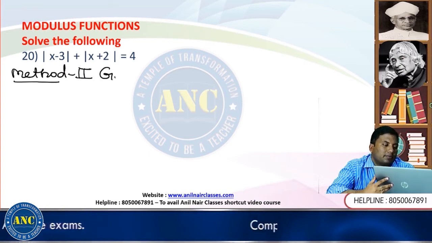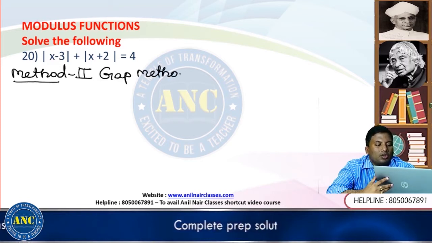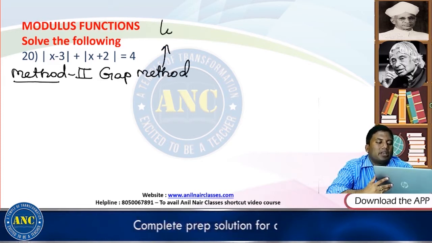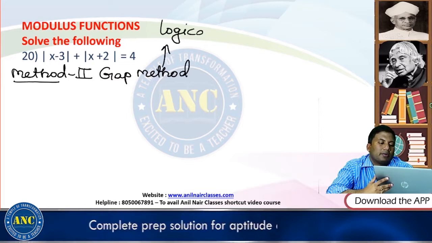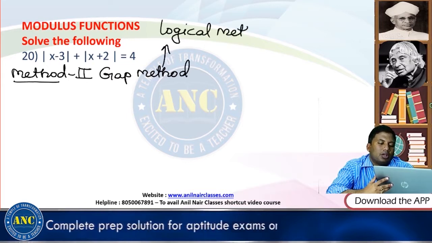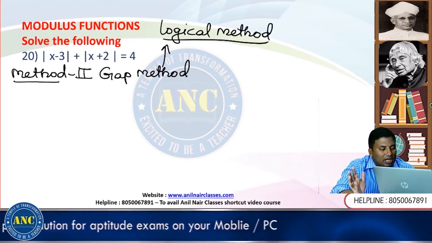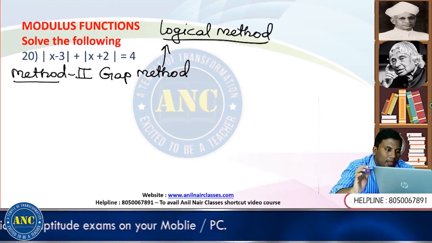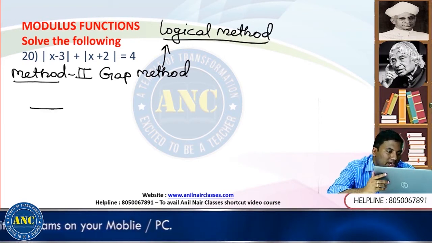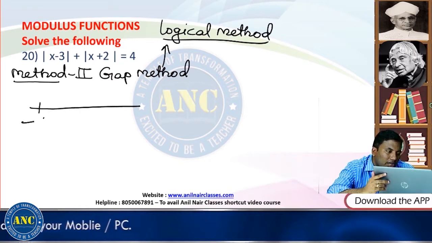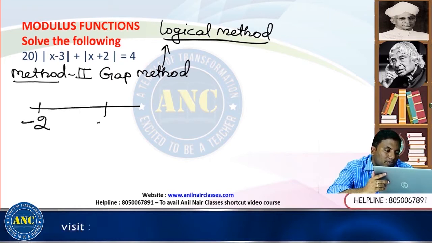Gap method. Very logical method. Gap method is considered to be the best method. What is the gap method? Now see here. What are the critical points of x? One is -2. What is another point? 3.